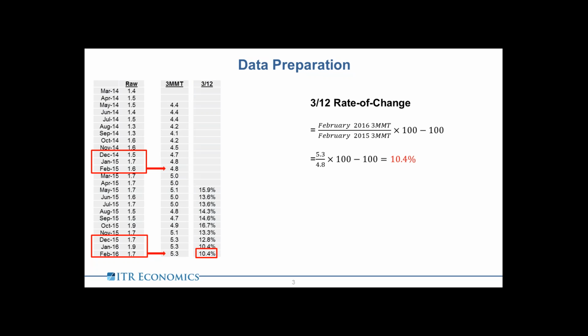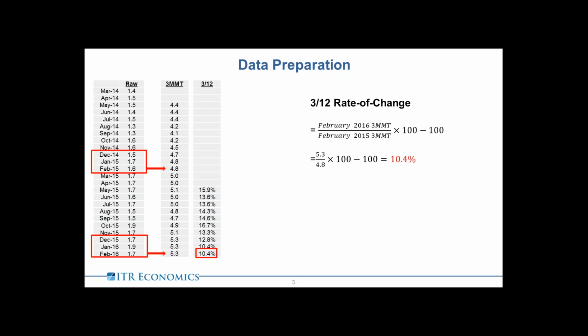When you look at the data on a moving total basis, as in the 3 MMT, you can see that this particular data series is clearly growing over time. When you add in the inference from the 3/12 calculation, you can see that although the series is growing, the rate of growth is actually decelerating.